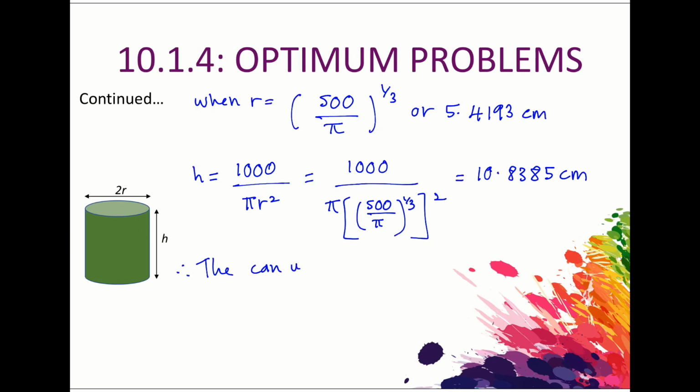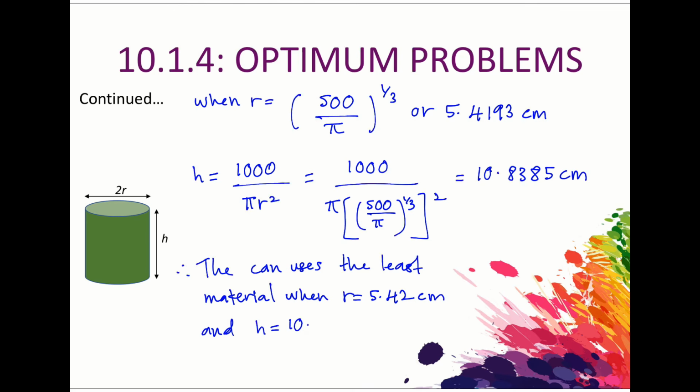So finally we can conclude that the can uses the least material when r is equal to 5.2 centimeter and when h is equal to 10.84 centimeter. So that's all for example 4, question number 2.